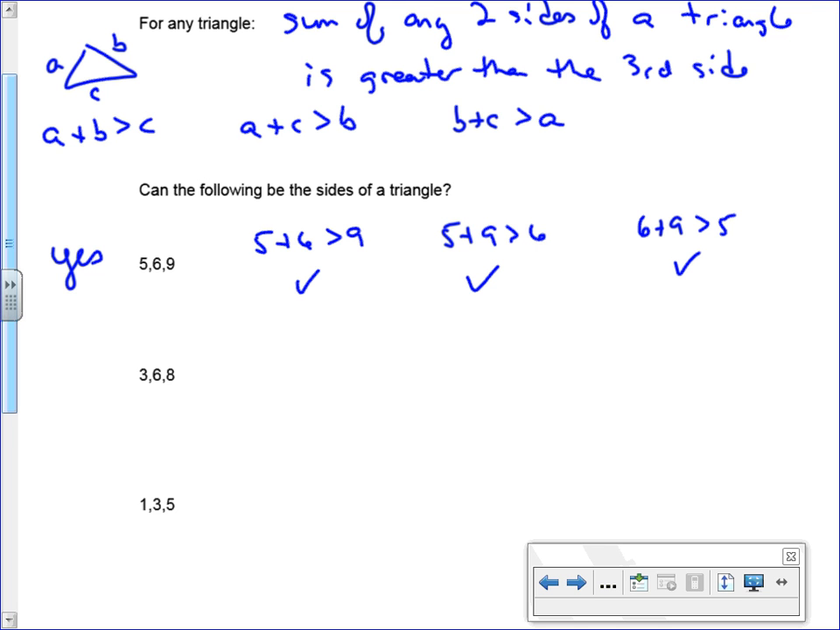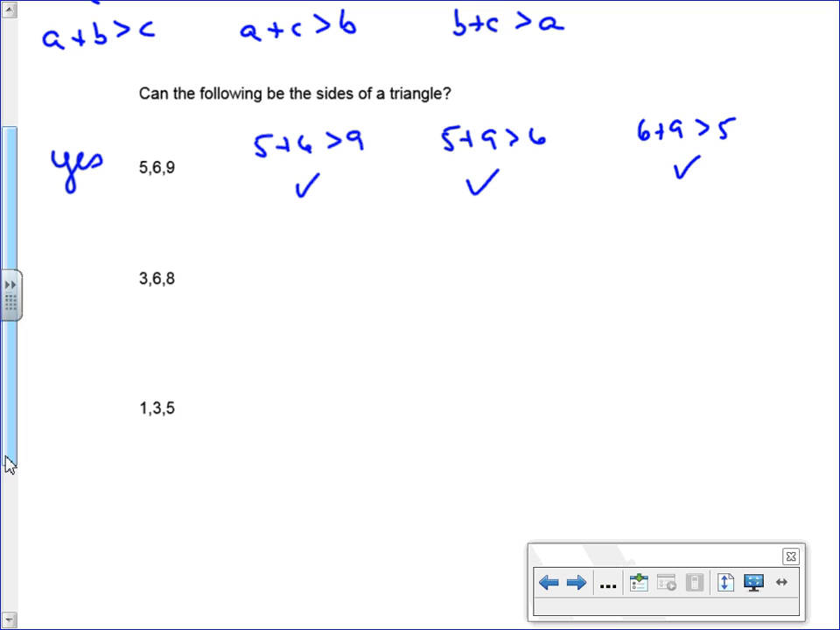This is possible, okay? Take a look at the second one, 3, 6, and 8. So I'll start with the first two. If I add 3 and 6, is that greater than 8? Yes. If I add 3 and 8, is that greater than 6? Yes. And if I add 8 and 6, is that greater than 3? Yes. Again, I can take 3 sides, 3, 6, and 8, and create a triangle that has those 3 sides.